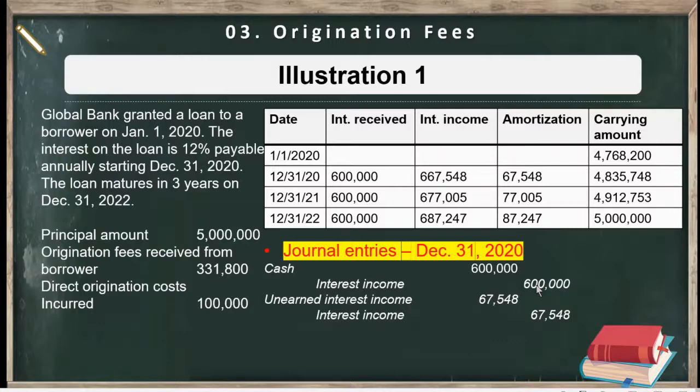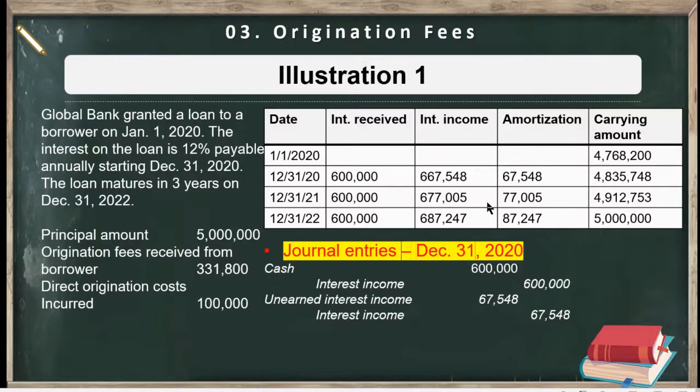Then, for the unearned interest income, di ba dili na naman nato makita ang origination fees, direct origination cost because naka-embedded na siya ani unearned interest income. So you have unearned interest income 67,548 and credit interest income. So kaning naa diri nga kolom mao ni butang nimo ani nga entry for the amortization.